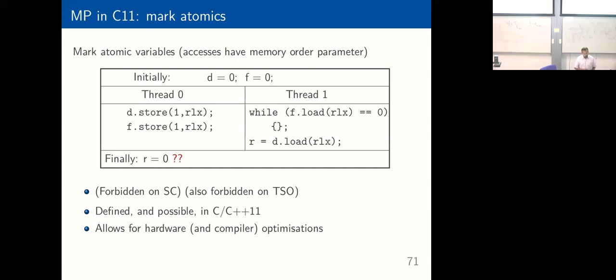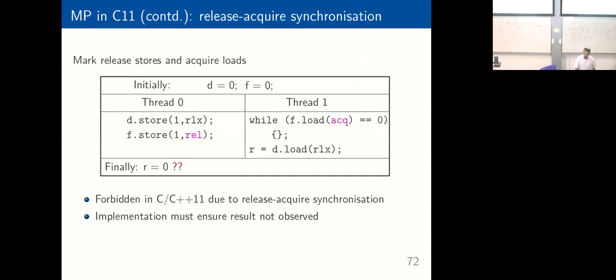But if you really care about making message passing programs work, then you have to instruct the compiler not to do those optimizations, and instruct the compiler to tell the hardware not to do those reorderings. In other words, to insert appropriate fences, barriers, what have you. And you can do that.